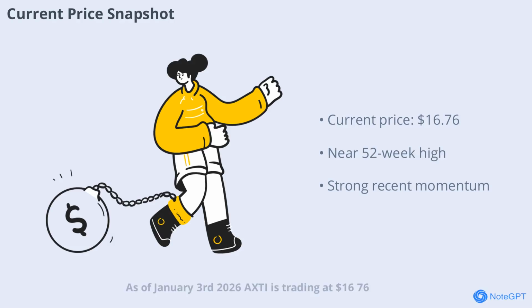As of January 3, 2026, AXTI is trading at $16.76. This price reflects a significant upward movement over the past 3 months, especially when compared to its 52-week low of $1.13 and high of $18.25. The current price positions AXTI near the top of its annual range, suggesting strong recent momentum. This context is crucial as we dive into the technical indicators, helping us understand whether this trend is likely to continue or if a reversal could be on the horizon.